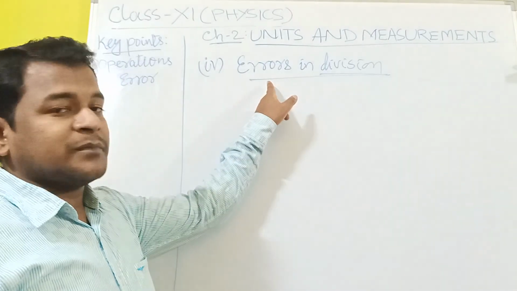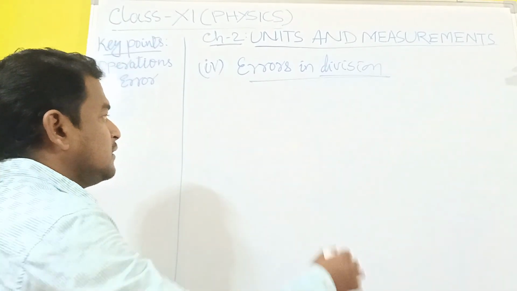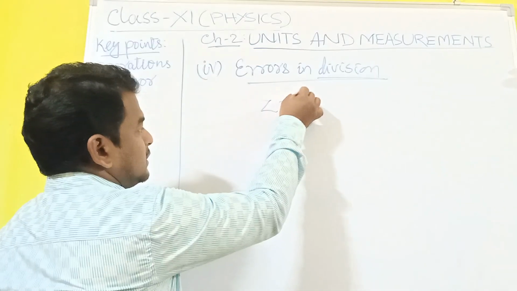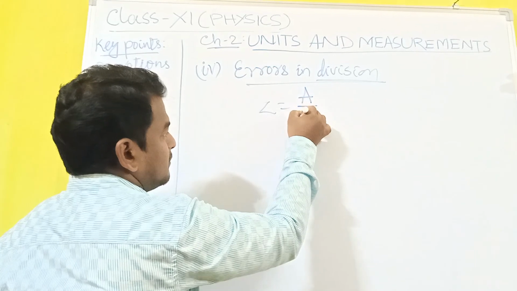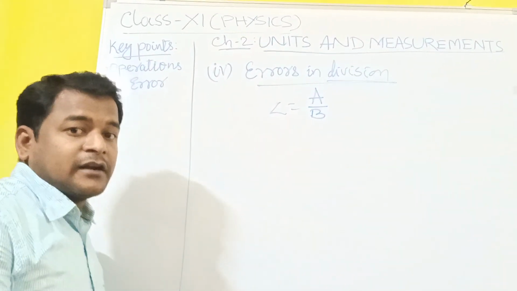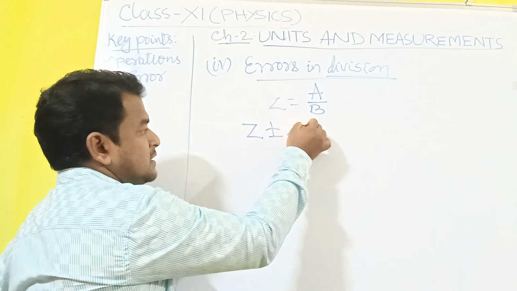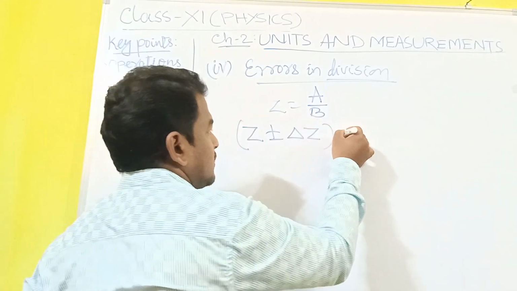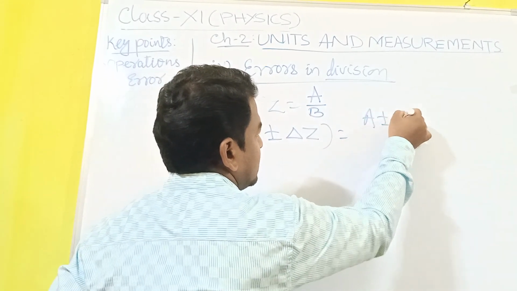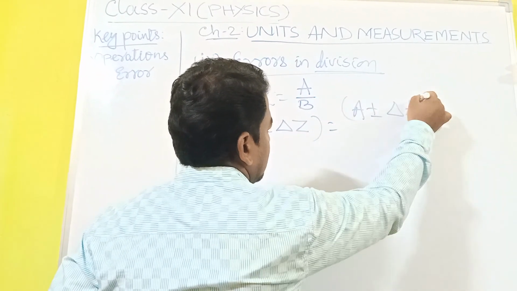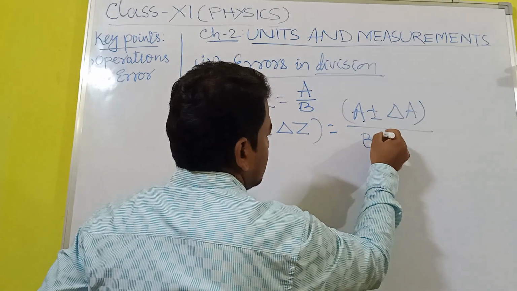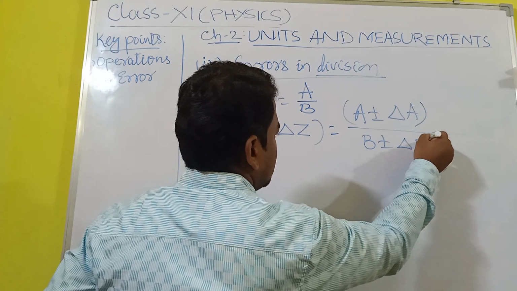Let's discuss the propagation of errors in division. Suppose Z equal to A by B. Now in the error format, Z plus minus delta Z equal to A plus minus delta A by B plus minus delta B.